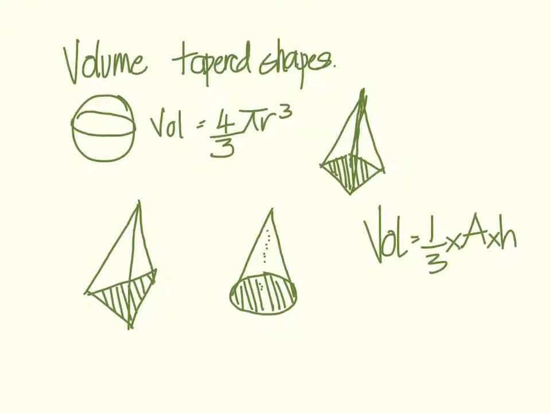Okay, so that's that vertical height. That's that vertical height there from the centre, and it's 1/3 multiplied by the area multiplied by the height. Okay, and with all of these it's units cubed.